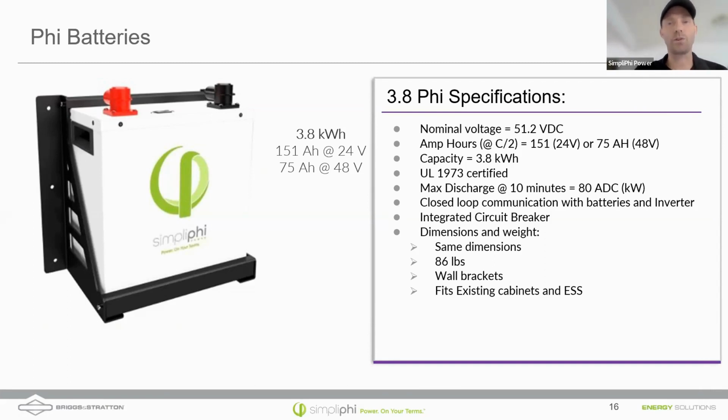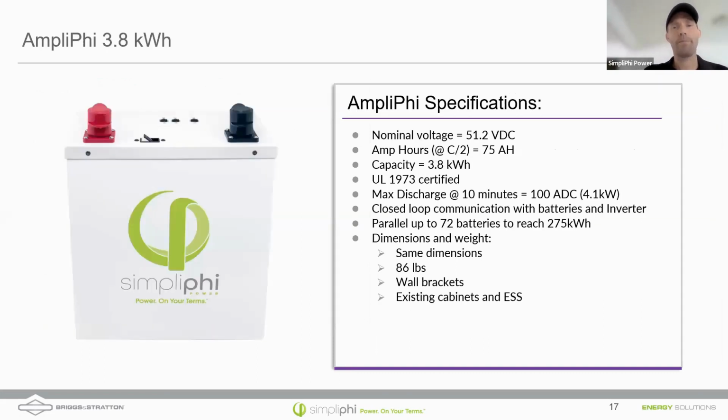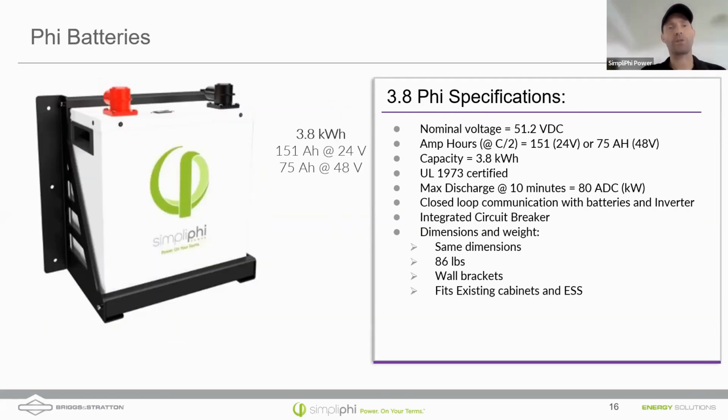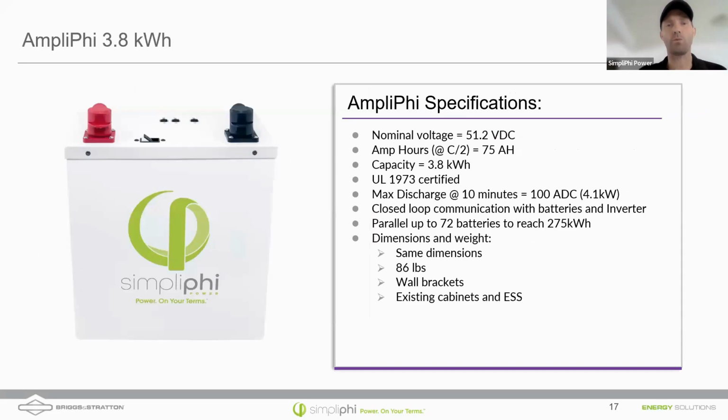It can also surge. So this battery is capable of surging up to 80 amps per battery for 10 minutes. So that's a pretty high power output from this battery, over 3 kilowatts out of this battery. It's an 86-pound battery, and it does come with wall mounts. That bracket can be purchased from us to mount easily on the wall. That same bracket will also fit this Amplify battery.